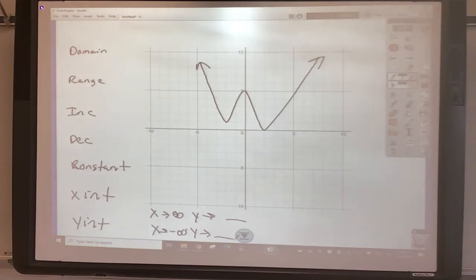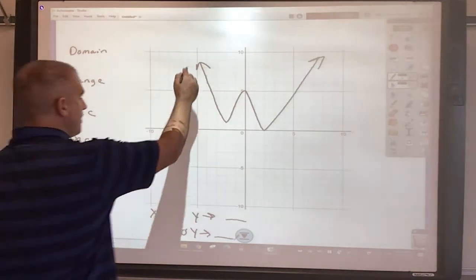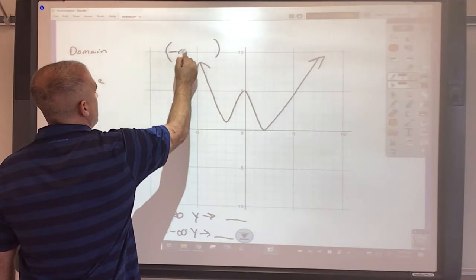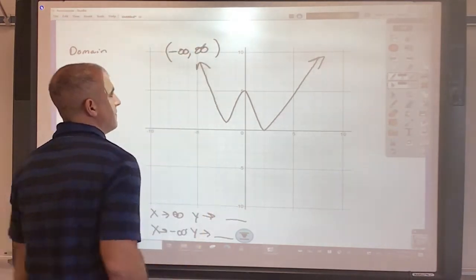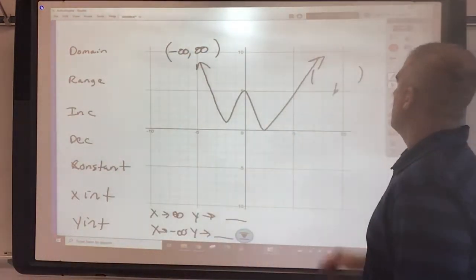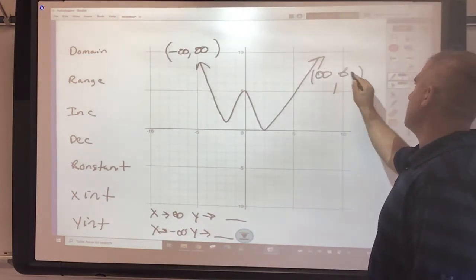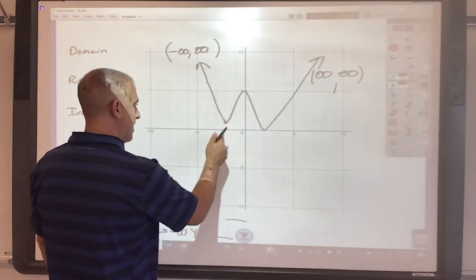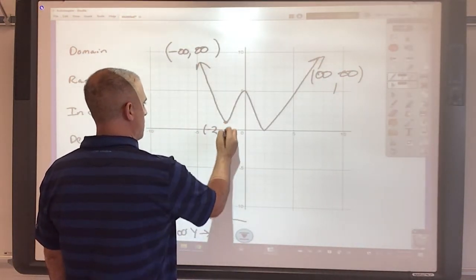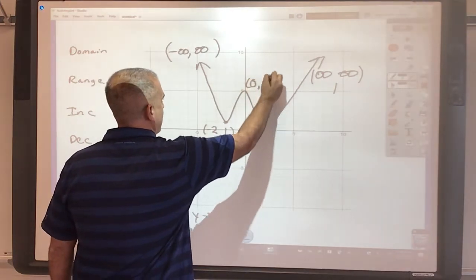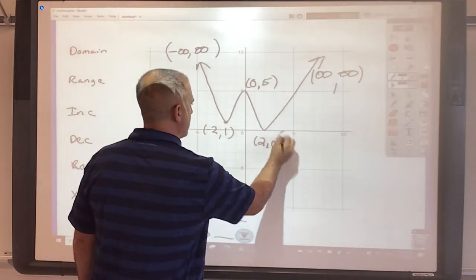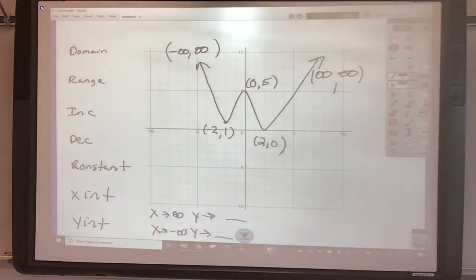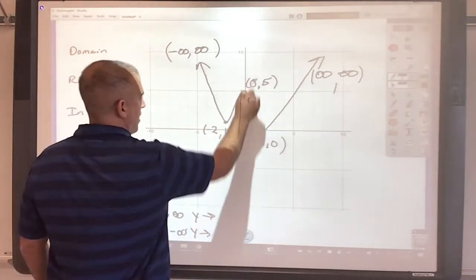Okay? So what I want to do is label. This is an arrow. Left arrow, -infinity, going up, +infinity. This is a right arrow. It is going up, +infinity. Pretty easy. All right, label these points: -2, 1, 0, 5, 2, 0.